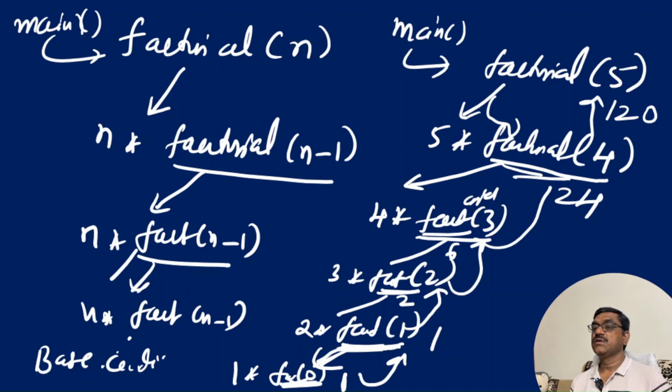From this factorial, again we are returning back to the main, and in the main we are going to print the value, factorial 120. So this is a way of executing the factorial of a given number using recursion. I think it is understood.